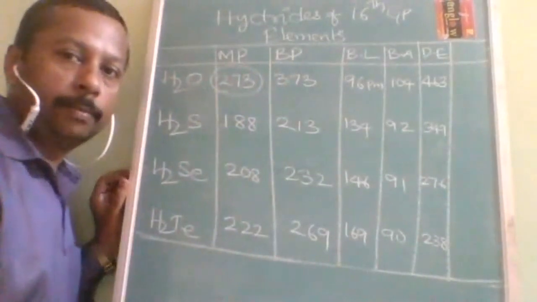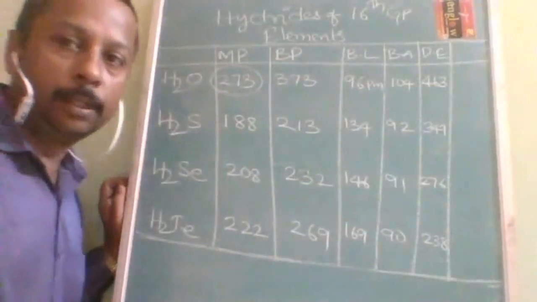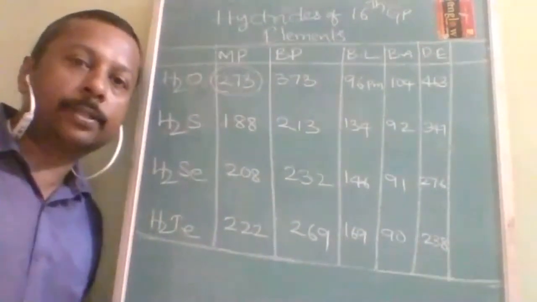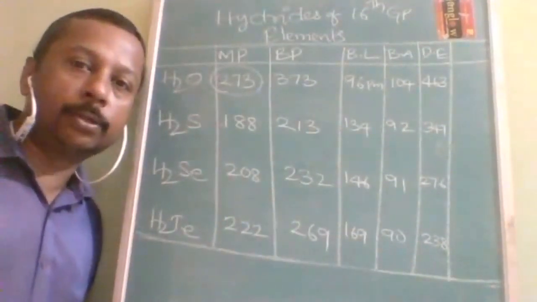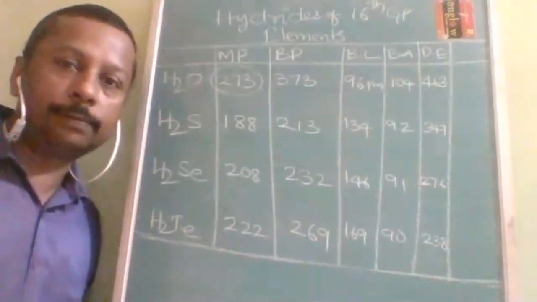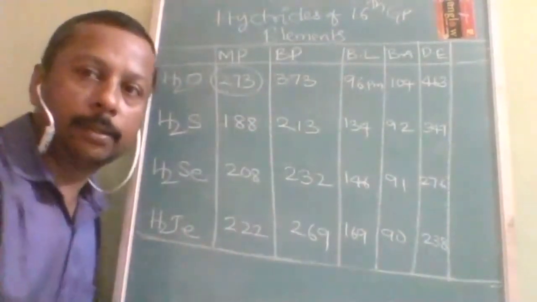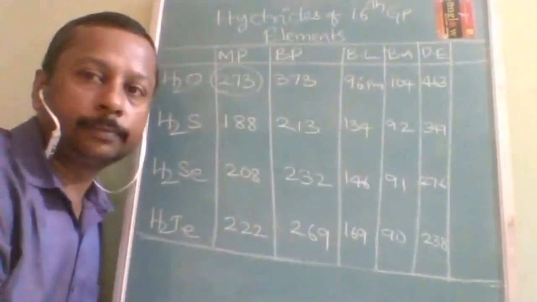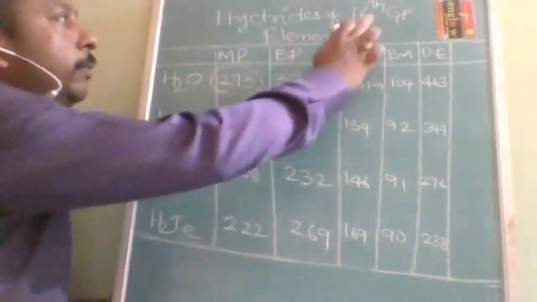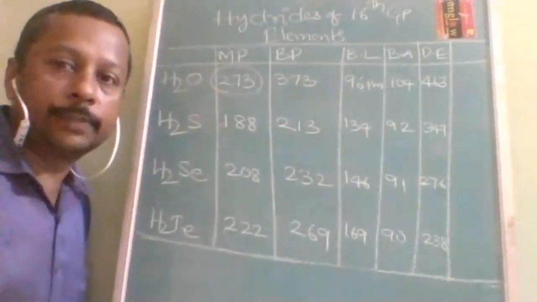First thing you should remember, the hydrides of the 16th group. In some previous lecture I told you hydrides are binary compounds of hydrogen with some other element. Now we are talking about hydrides of 16th group elements. So two elements will be present: one is the 16th group element, another is hydrogen. Combined, they are called hydrides of 16th group elements.